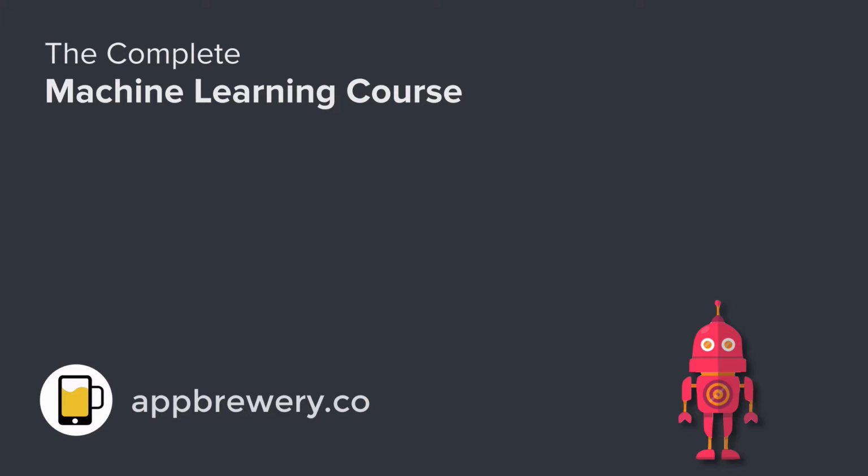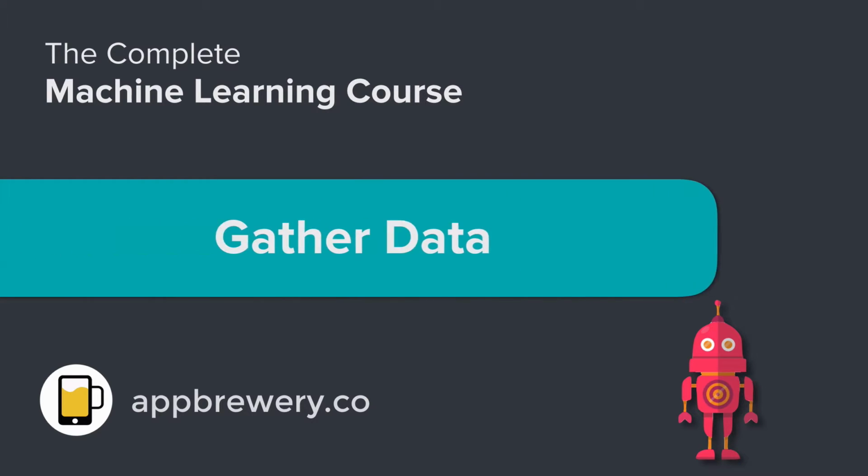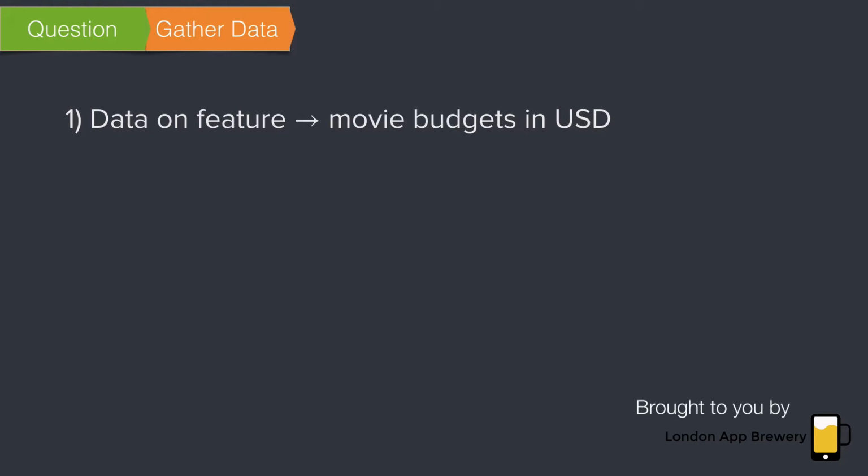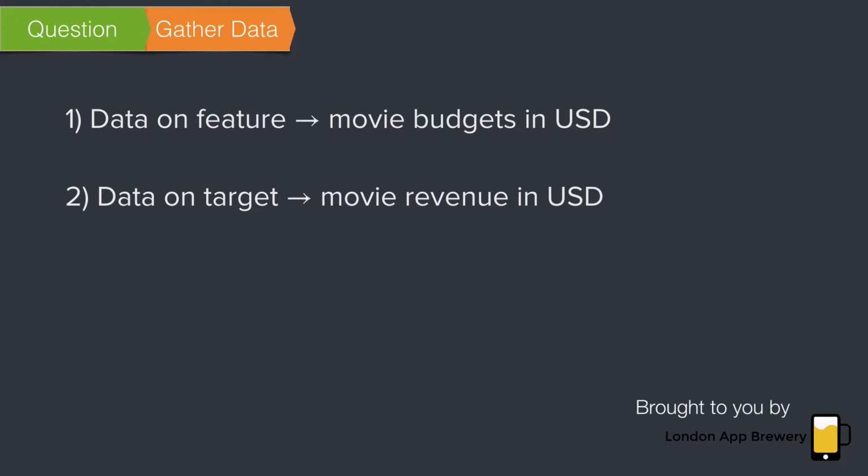Now that we've defined and formulated our question, it's time to gather the data. So let's have a think about the kind of data that we're looking to gather. First off, we need data on our feature, namely the movie budgets in US dollars. The second thing that we need is data on our target, namely the movie revenue in US dollars. So where would we go about finding this kind of data?